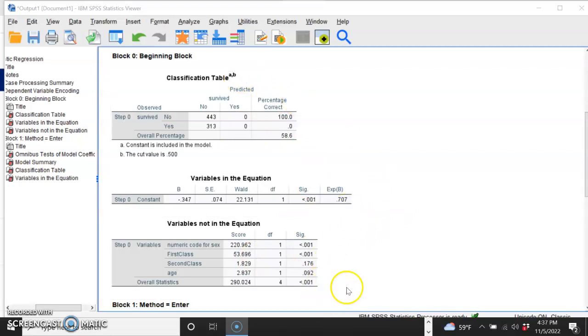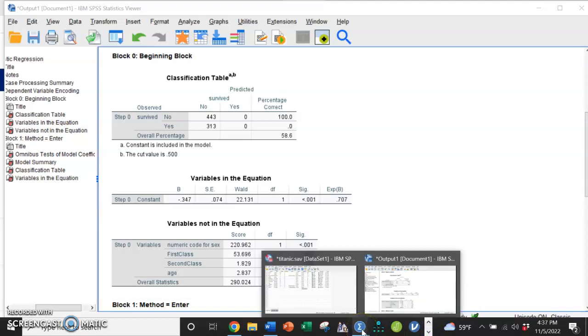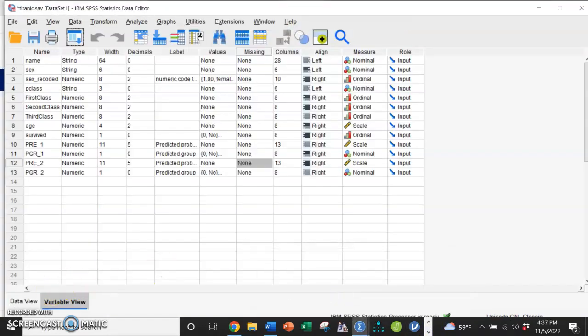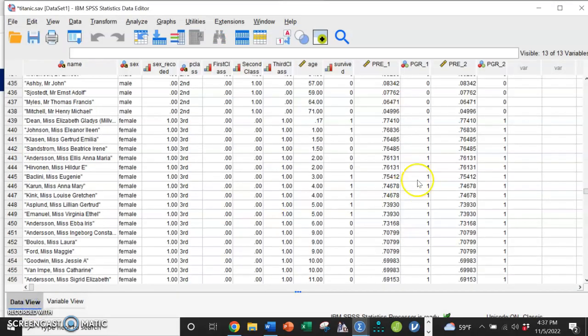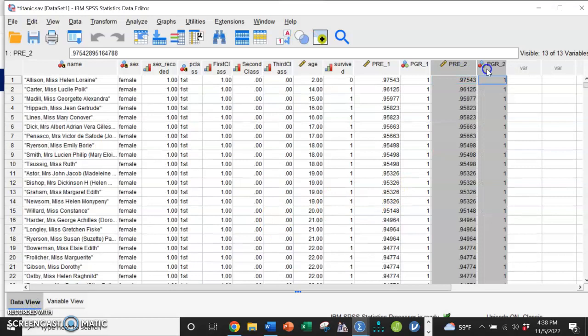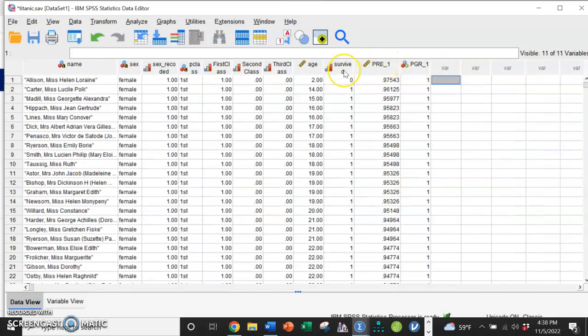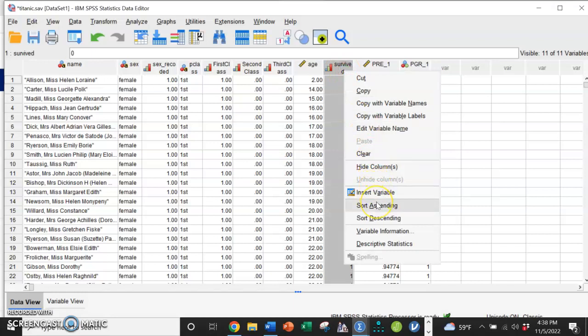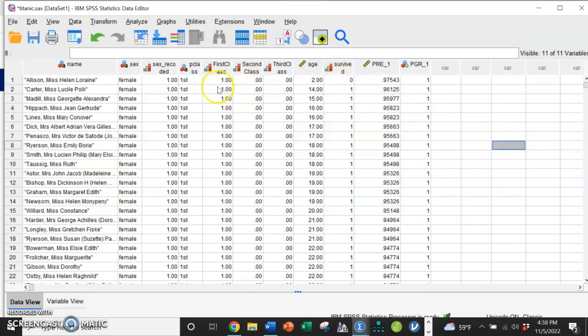I also want to show you the two new variables that are provided. So when we go to data view, we're going to ignore those two because I've run the model a couple of times. We're going to look at survival. I'm going to go up here and I'm going to look at Miss Helen Lorraine.